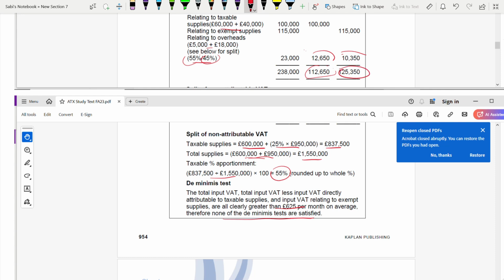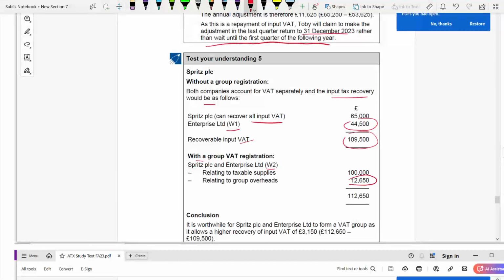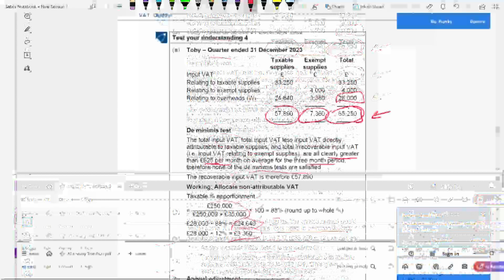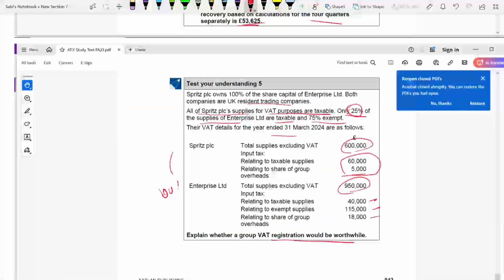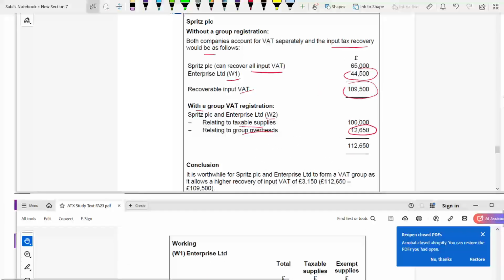Therefore, if you see this, the amount 12,650 is what you can recover relating to group overheads. And relating to taxable supply, how much? Entire taxable amount here, this 60 and this 40. Because they are relating to taxable supplies entirely, you can claim both. Only the group portion you have to do the working. And you add both here and you get this.